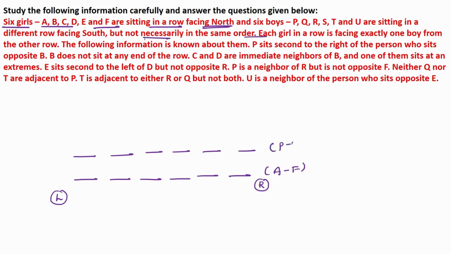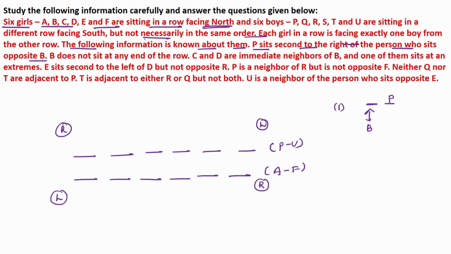The particular persons go from P to U, and this is for the left side. The following information is known about them. B sits second to the right of the person who sits opposite to B. We don't know who it is, but someone is opposite to B, and B sits second to the right of that particular person. Read that information carefully, guys. Make some points. Don't go with initial possibilities.